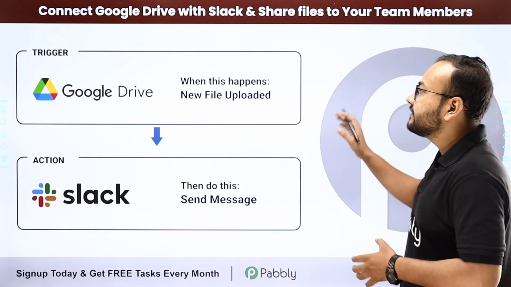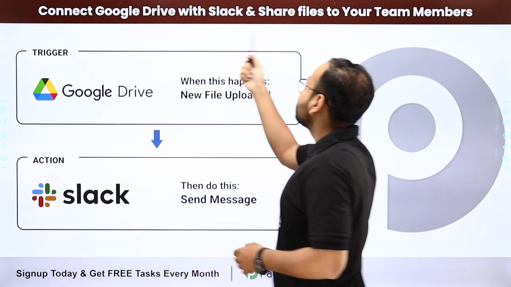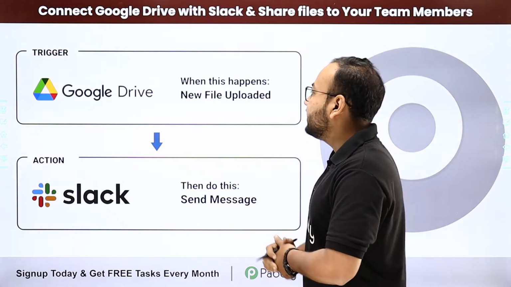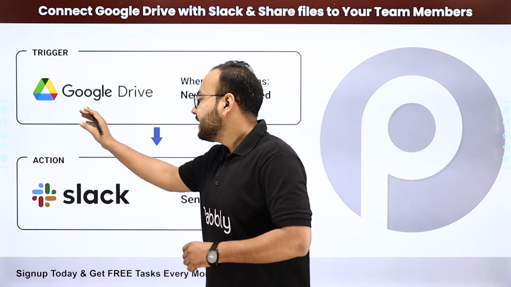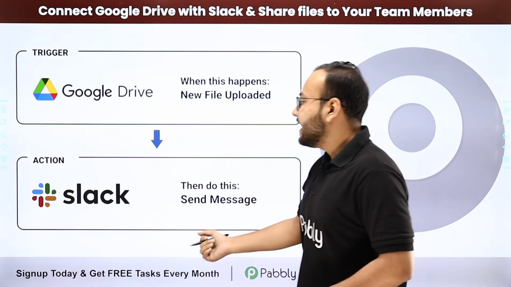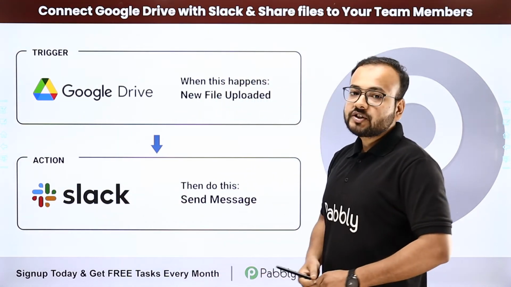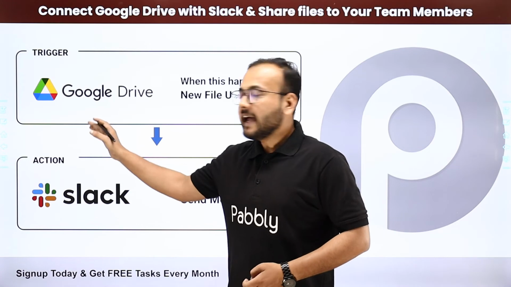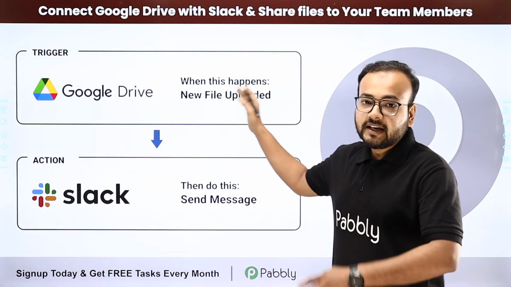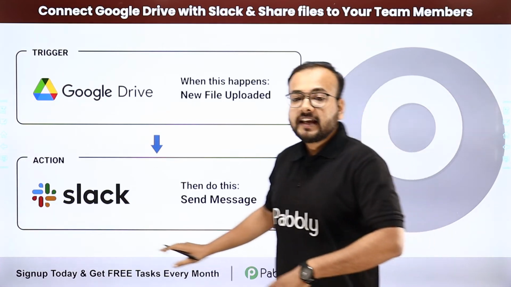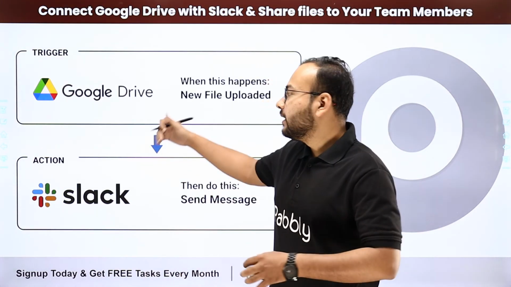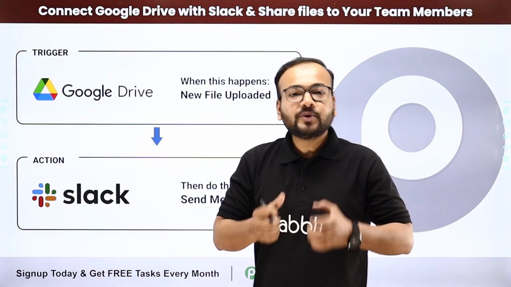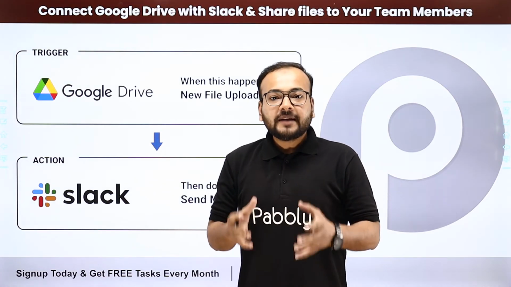Last but not the least, we have this: connect your Google Drive with Slack and share files with your team. This is the file sharing automation, and here you can see we have connected Google Drive as the trigger application and Slack, which is a messaging service, as the action application. You just have to upload the files you have created inside Google Drive at the end of the day, and the same file will be automatically shared with your team as a message in Slack. So you don't have to manually upload the files, and you don't have to manually copy paste the same files and send them to your team. So it will also save your time and improve your team's productivity.